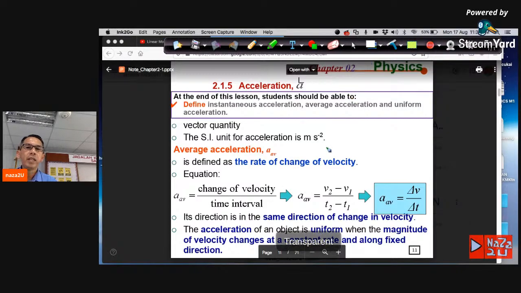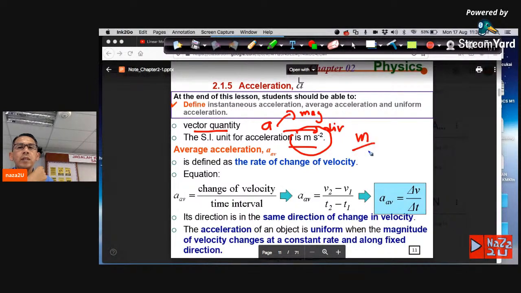Okay, look at the lecture note. So, the definition of average acceleration. First we focus on the acceleration here. The symbol for acceleration is A, right? And this is a vector quantity, same as the vector. So if you talk about the acceleration, you must focus on the magnitude and the direction. And the unit is meter per second square, or m s minus 2. This is the unit for the acceleration.